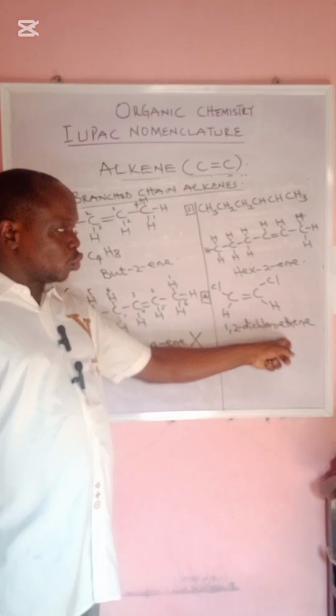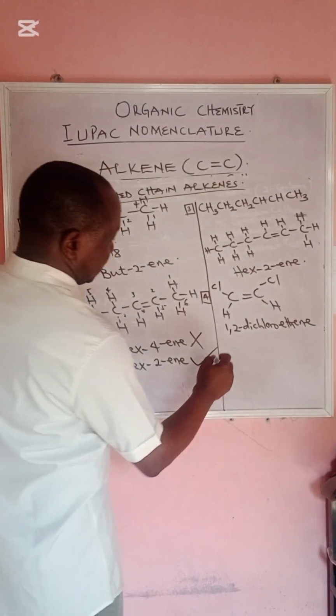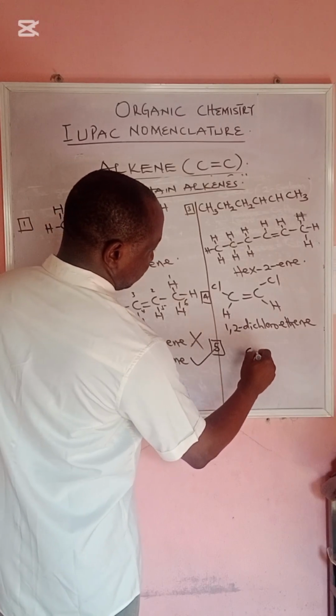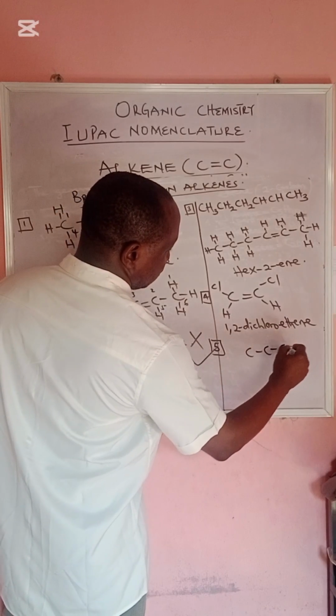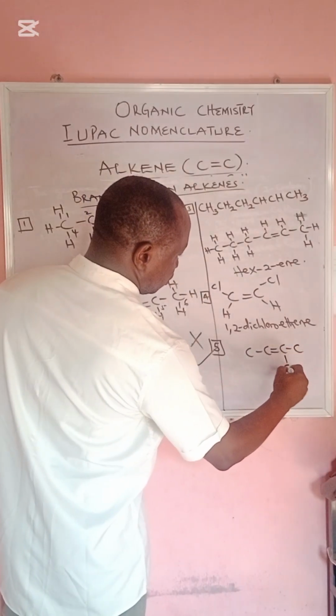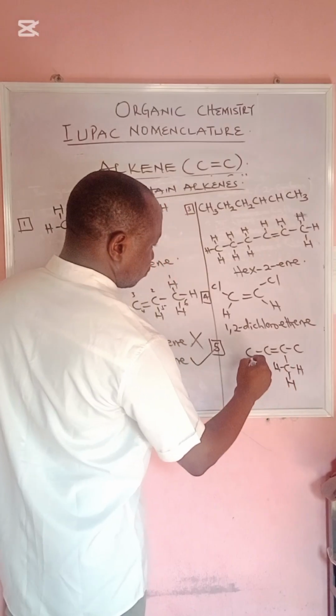So let's see example 5, where you have 1, 2, 3. Let me do it like this. You have 1, 2, 3, 4.